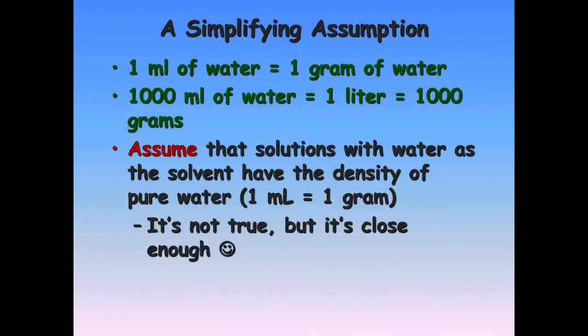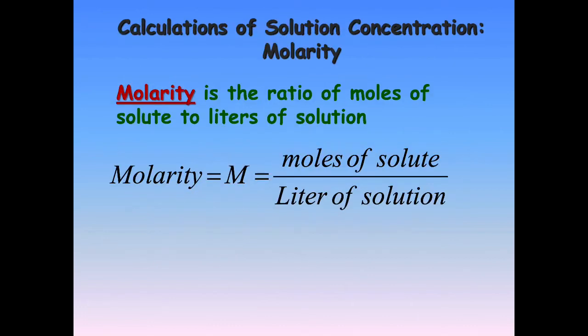Some things that we can know to simplify our lives. 1 milliliter of water is 1 gram of water. 1,000 milliliters of water is a liter of water, which is also 1,000 grams. So if we assume that solutions with water as a solvent have the density of pure water, it's not perfect, but it works in most cases. So we'll use that 1 gram is equal to 1 milliliter.